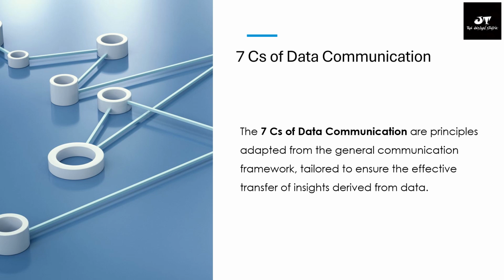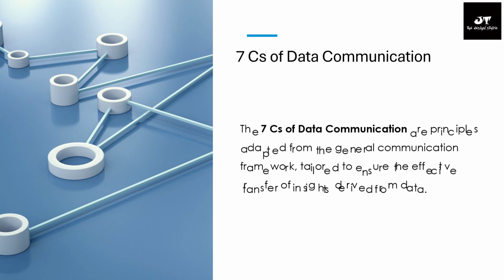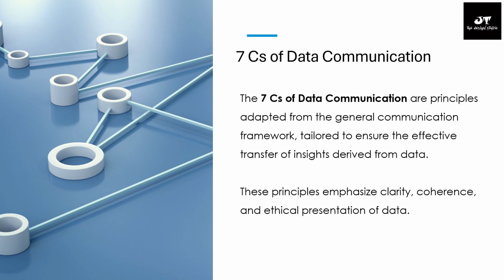The 7 C's of data communication are principles adapted from the General Communication Framework, designed to ensure the effective transfer of insights derived from data. These principles help structure data-driven messages to be clear, concise, and meaningful, making complex information accessible and minimizing misinterpretation. Adapting the 7 C's, data storytelling becomes visually appealing, logically structured, and ethically sound by imbibing clarity and coherence.